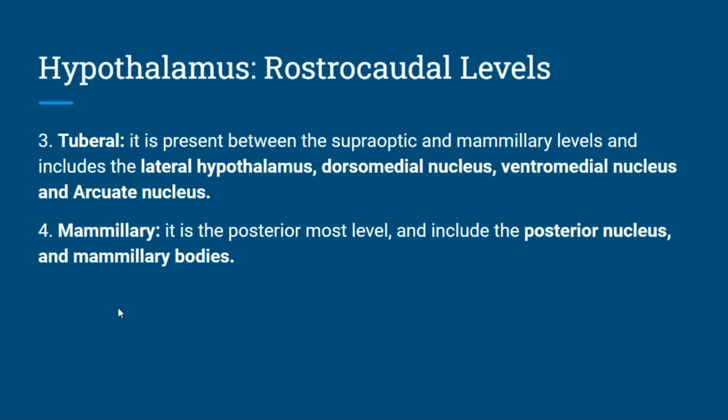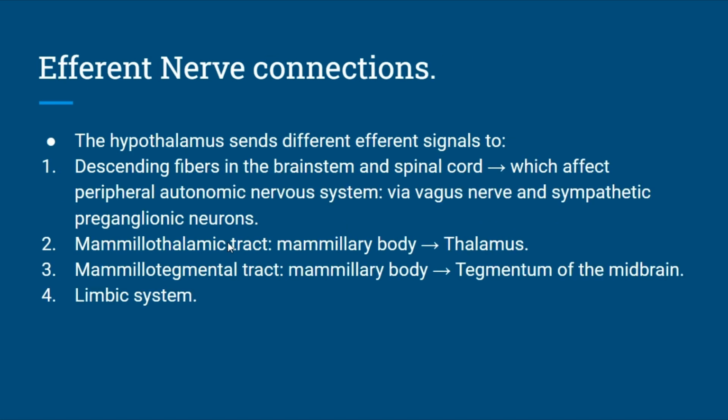The third area from anterior to posterior is the tuberal area. It is present between the supraoptic and mammillary levels and includes the lateral hypothalamus, dorsomedial nucleus, ventromedial nucleus, and arcuate nucleus as well. The final area of the hypothalamus is the mammillary area. It is the posterior-most level and includes the posterior nucleus and mammillary bodies. In our next slides, we are going to learn about the nuclei.